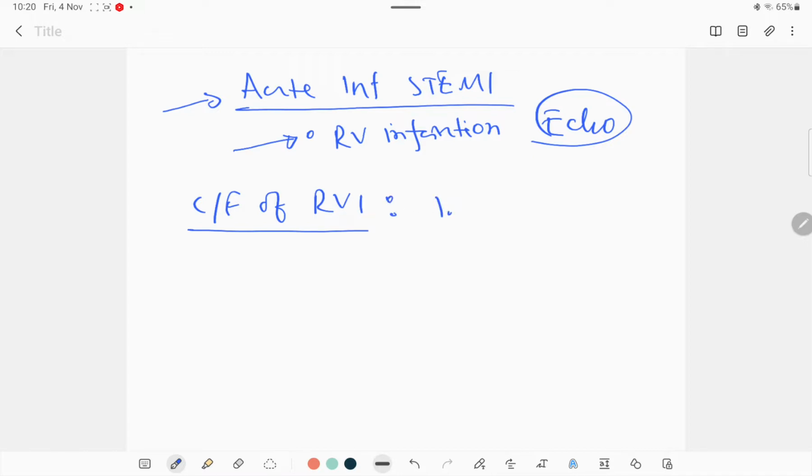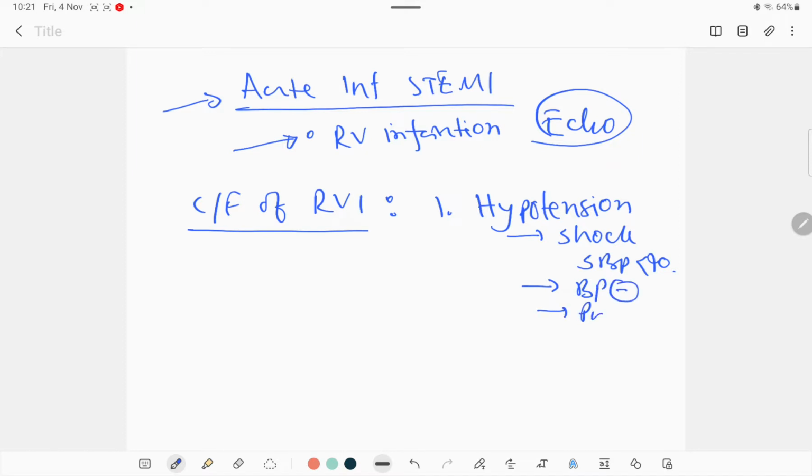The number one, patient will be hypotensive. Even patient may be in the state of shock when patient's systolic blood pressure is less than 90. And in that case patient's BP may be non-recordable, pulse may be very feeble, and tachycardia, high pulse rate. So this is the number one, the hypotension or in the state of shock.